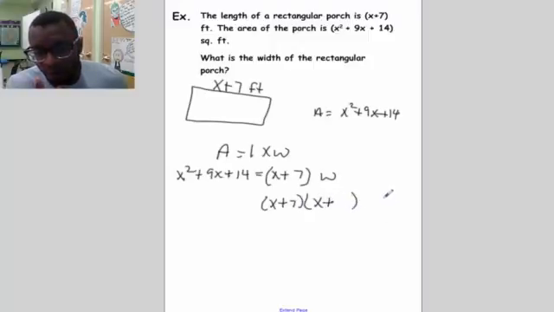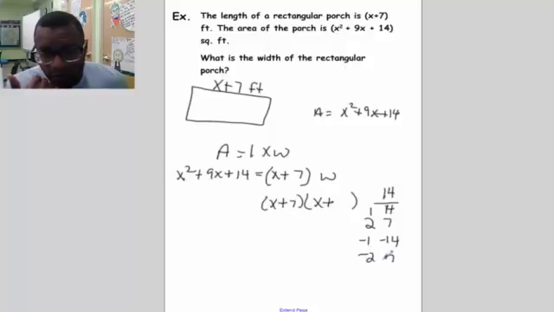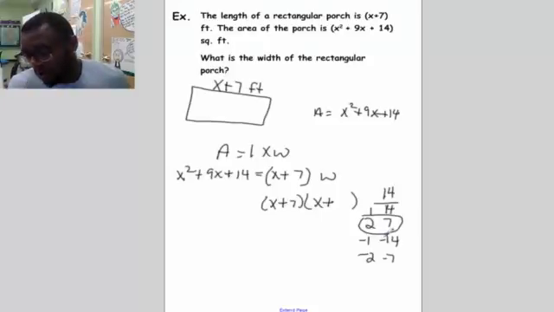So we're going to take the factors of 14, which are 1 and 14, 2 and 7, and we also have -1 and -14, and -2 and -7. And we need a sum of 9. So of course we're going to pick the 2 and the 7. And after you practice doing these, you won't have to list the factors. You will start to see some of them by a process we call guess and check.